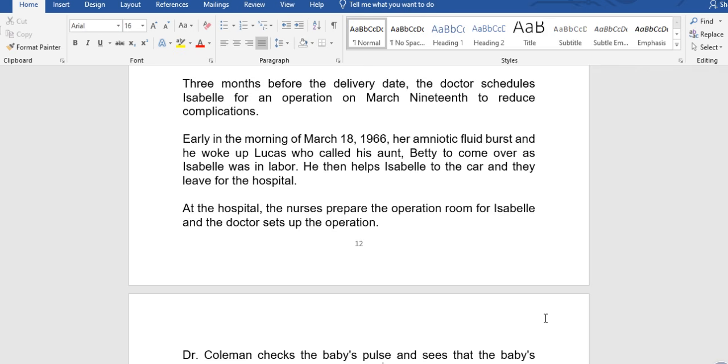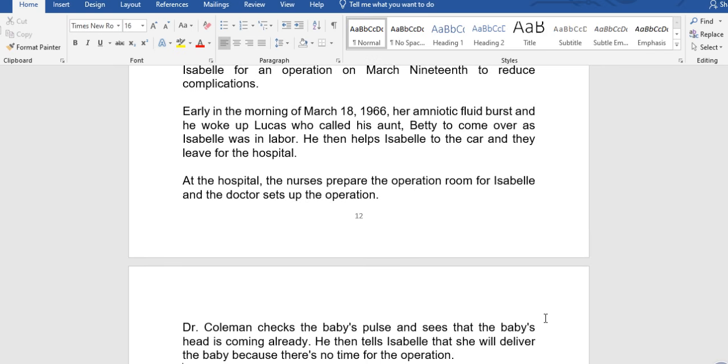Early in the morning of March 18, 1966, her amniotic fluid burst and she woke up Lucas, who called his aunt, Betty, to come over as Isabel was in labor. He then helps Isabel to the car and they leave for the hospital. At the hospital, the nurses prepare the operation room for Isabel and the doctor sets up the operation.